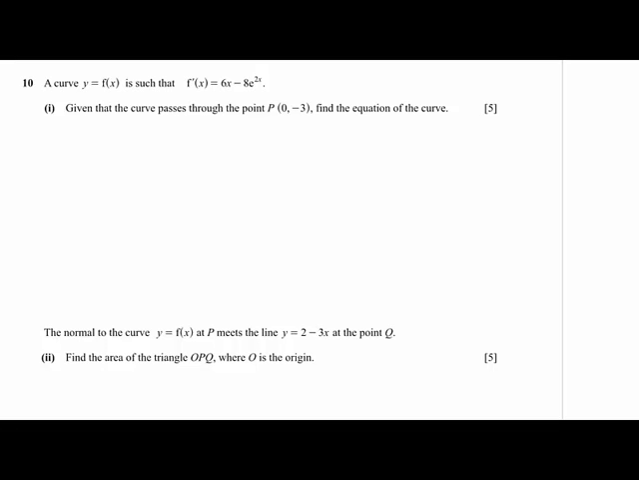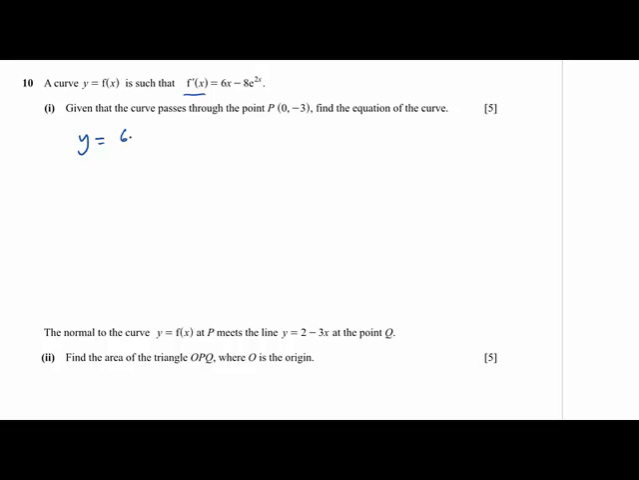The curve y equals f of x is such that its differential f dashed x is equal to 6x minus 8e to the 2x. Given that the curve passes through the point P, which is (0, -3), find the equation of the curve. So if we want to find y from effectively what's dy/dx, we need to integrate.